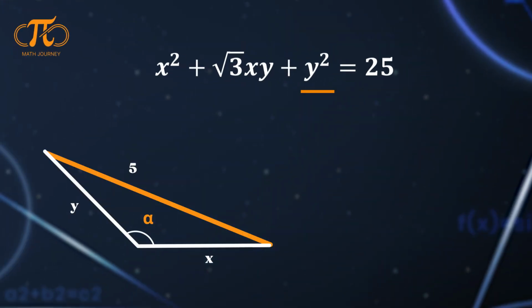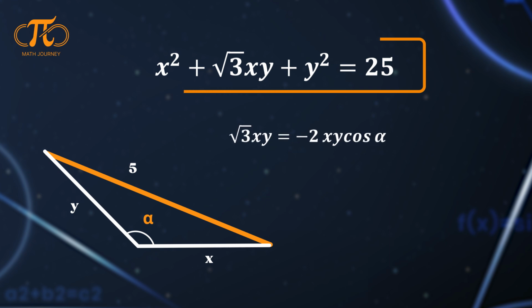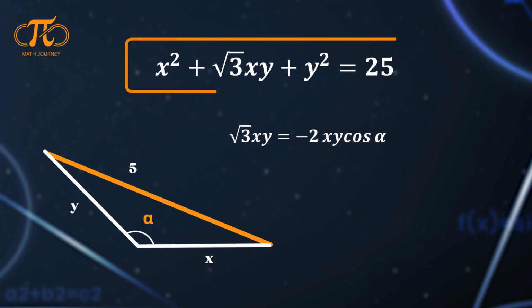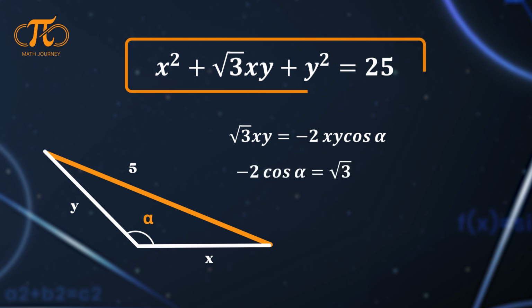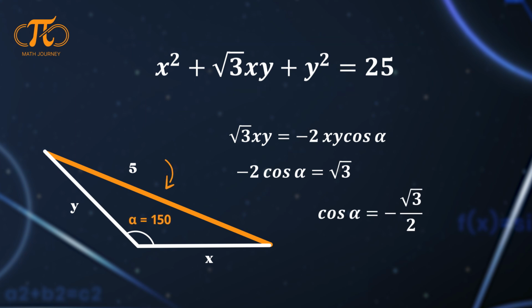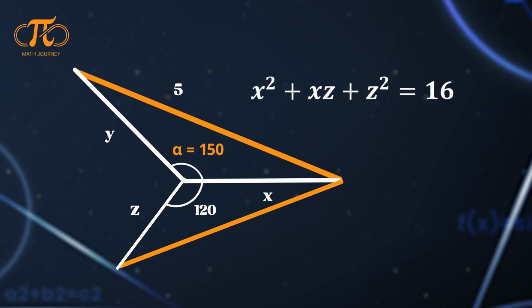Comparing the first equation with the cosine law, we see that the middle term, square root of 3 times xy, should correspond to minus 2 times xy times the cosine of the angle. Therefore, minus 2 times the cosine of this angle equals the square root of 3. Solving this, we find the cosine of the angle is minus the square root of 3 over 2, meaning the angle is 150 degrees. Applying similar reasoning to the third equation gives us another angle of 120 degrees.